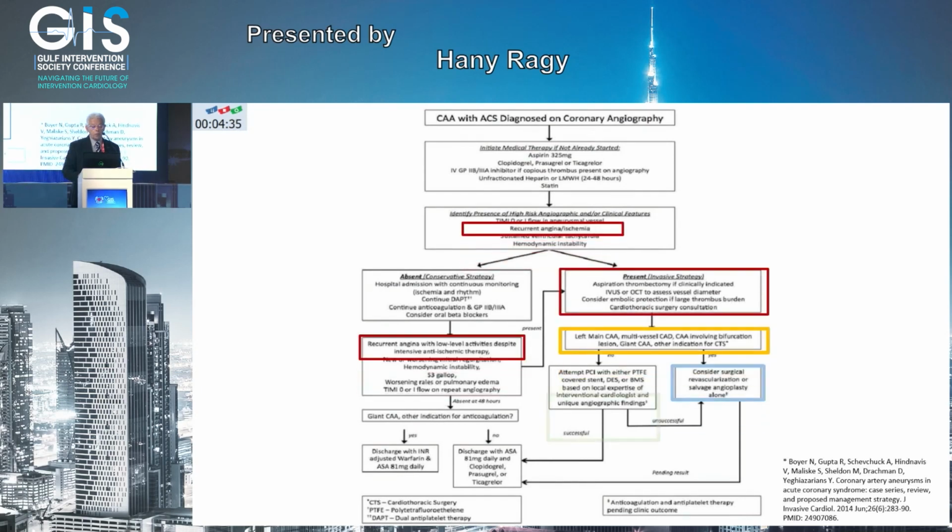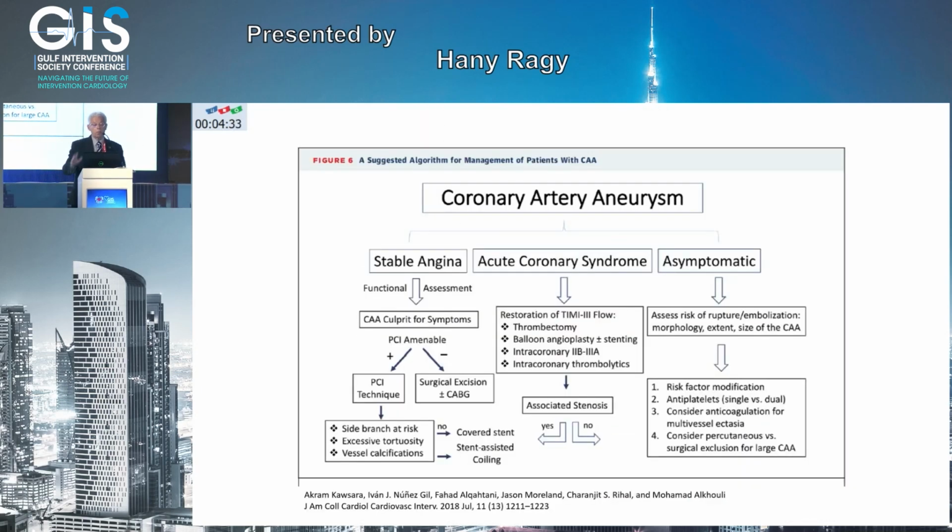Let me go to the next slide. This is the summary of this presentation. If you have coronary artery ectasia, it depends how your patient is presenting. If your patient is presenting with an acute coronary syndrome, what you want to do is restore TIMI 3 flow. You can do it by thrombectomy, by balloon angioplasty, with or without stenting, by intracoronary drugs, and then you see by IVUS, do you have associated stenosis or no stenosis?